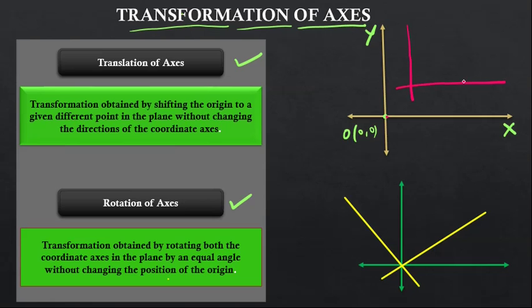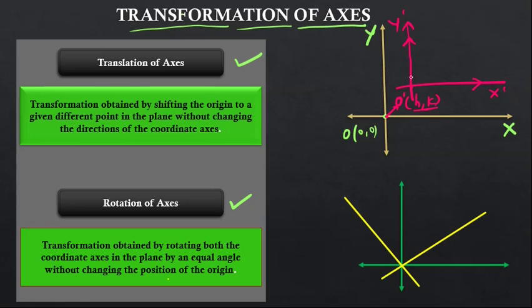Now I have shifted this origin to the new place called O dash with the coordinate points h comma k, without changing the direction of the coordinate axis. Again the x dash will be horizontal and this will be y dash, vertical. The coordinate axes will not change their directions. The only thing we have changed is we have shifted the origin from 0 comma 0 to the new location h comma k.